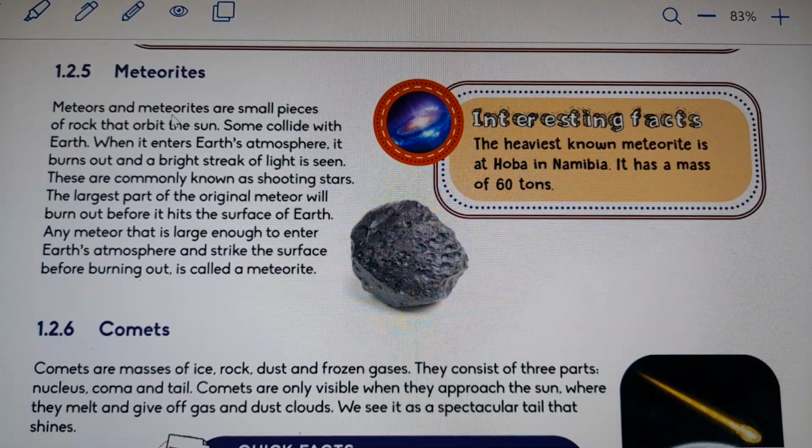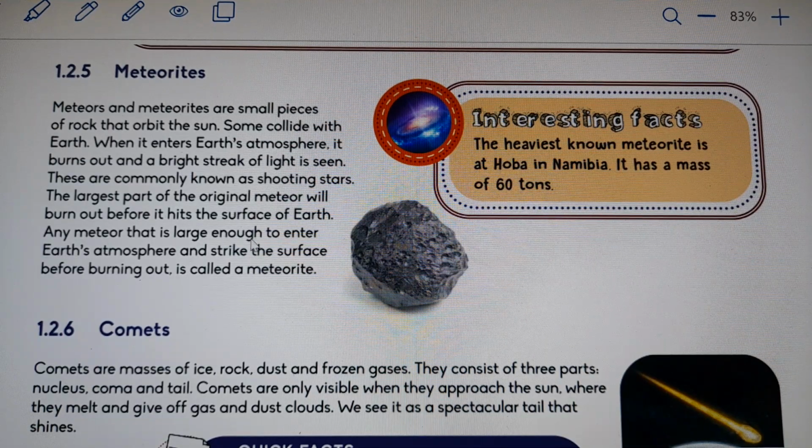Meteors and meteorites are small pieces of rock that orbit the sun. Some collide with the Earth. When it enters the Earth's atmosphere, it burns up and a bright streak of light is seen. These are commonly known as shooting stars. The largest part of the original meteor will burn out before it hits the surface of Earth. Any meteor that is large enough to enter the Earth's atmosphere and strike the surface before burning out is called a meteorite. So very important here.